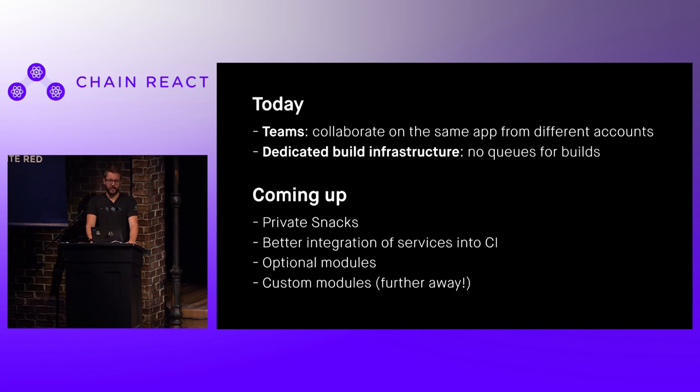So Teams allow you to collaborate on the same app from different accounts. So different people on your team can publish and roll back and so on, and you don't have to be sharing credentials between people, and they can also give access to people to view the app from the iOS App Store client. In addition to that, the dedicated build infrastructure means that your builds that you run through the build service never have to sit in a queue. You run the build and it'll be processed essentially immediately or as close to immediately as possible.